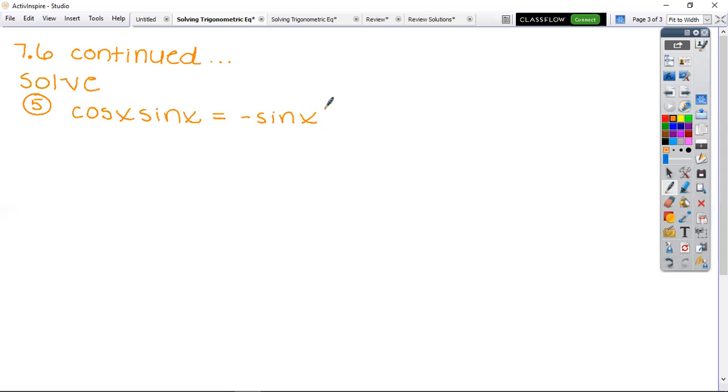Anyone have an idea? What do we want to do with this? Move the sine of x? Absolutely. Let's start with that. So we're going to go plus sine of x plus sine of x. And then over here, plus sine of x. All right, so I am left with the cosine of x multiplied by the sine of x plus the sine of x is equal to 0.